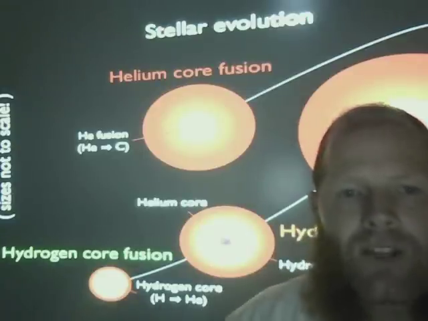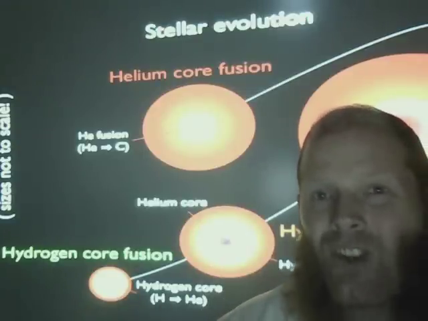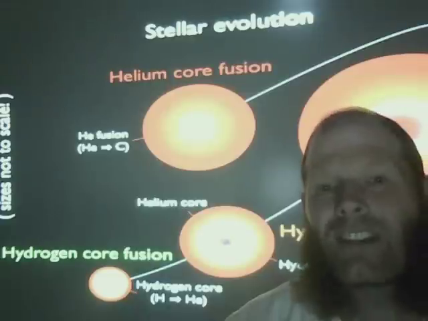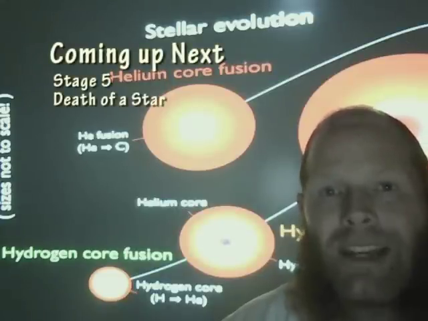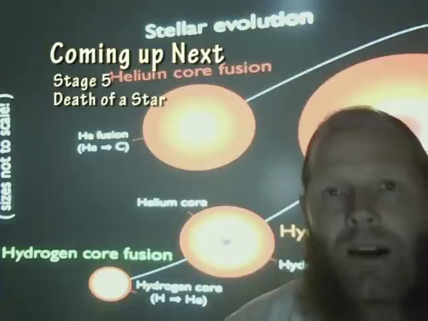It'll go through this much faster, and once fusion ends altogether, then we head off to the death of a star. The next video will tell you about 3 different options for the death of the star based on the amount of mass that the star began with.